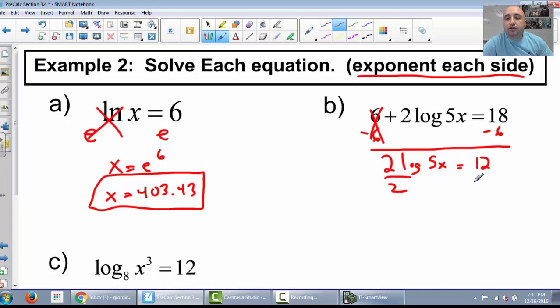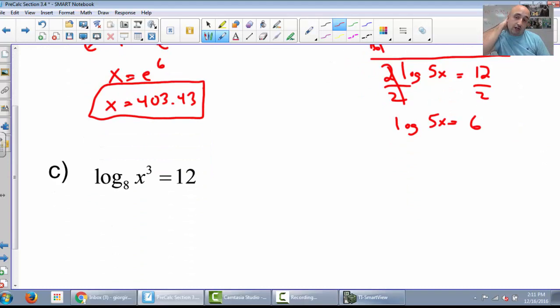Okay, we're going to divide by 2, divide by 2. So I have log of 5x equals 12 divided by 2, which is 6. Okay, so now my log is by itself. I need to get rid of a log base 10, so I'm going to do 10 raised to the power on both sides. That will get rid of my 10 and my log base 10. I'm left with my 5x equals 10 to the 6th power.